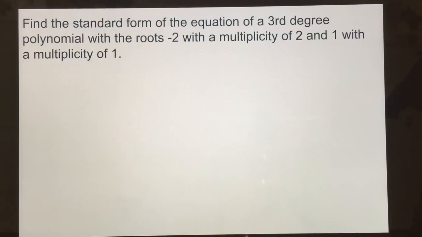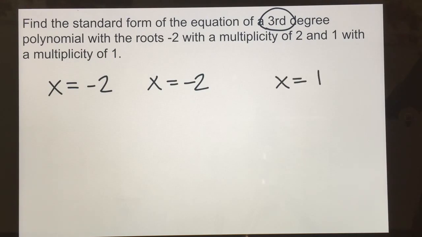All right, we'll do one more so we don't make the video too terribly long. Find the standard form of the equation of a third degree polynomial. That means I'm going to need 3 sets of parentheses. With the roots negative 2 with a multiplicity of 2. So x equals negative 2. To have a multiplicity of 2, that means that for that parenthesis, we're going to square that number. Or it means that we got the answer x equals negative 2 twice. That's what multiplicity means. And we have the answer 1 with a multiplicity of 1. So x also equals 1.